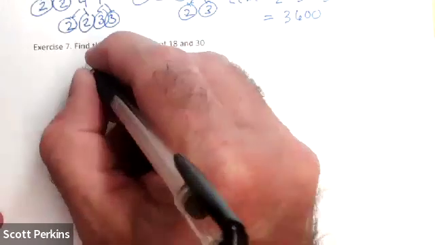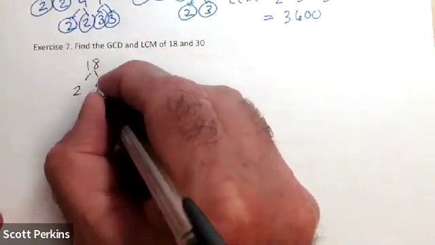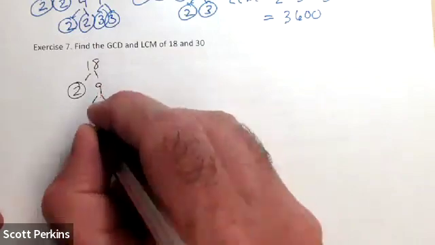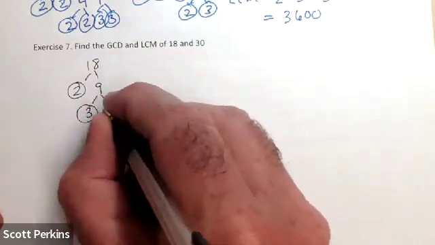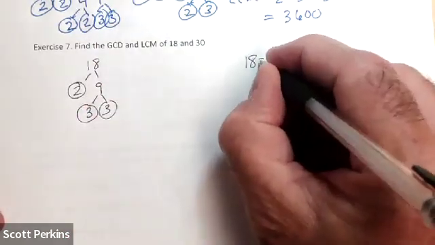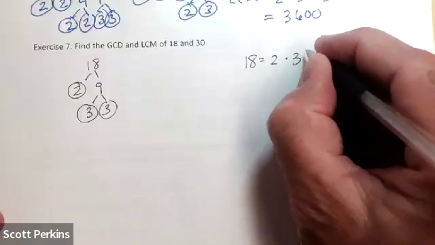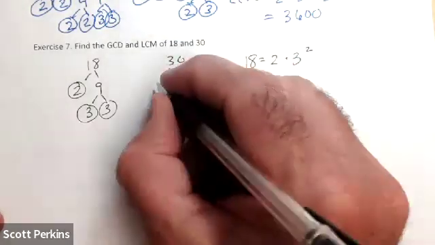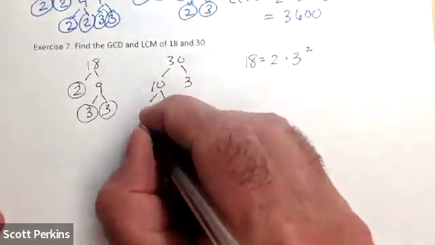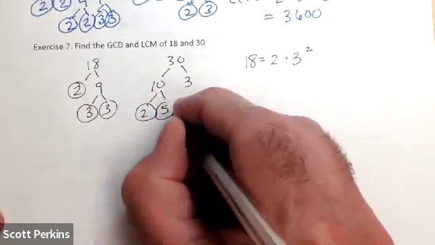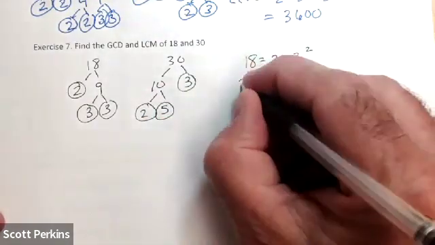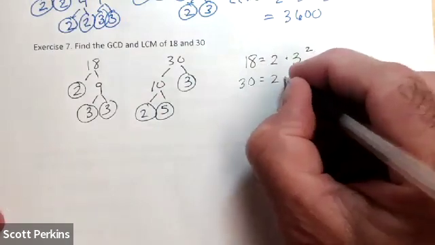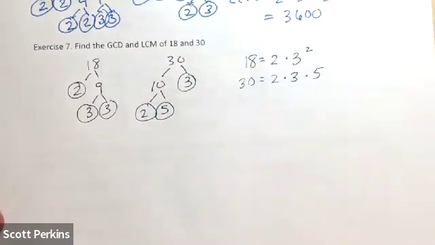All right, so 18. 18 is even, so it's 2 times 9. 2 is prime. 9 is 3 times 3. So 18 is equal to 2, and then there's 2 3s. 30 ends in a 0, so it's 10 times something, 10 times 3. 10 is 2 times 5. Both of those are prime, and 3 is prime. So 30 is 2 times 3 times 5.